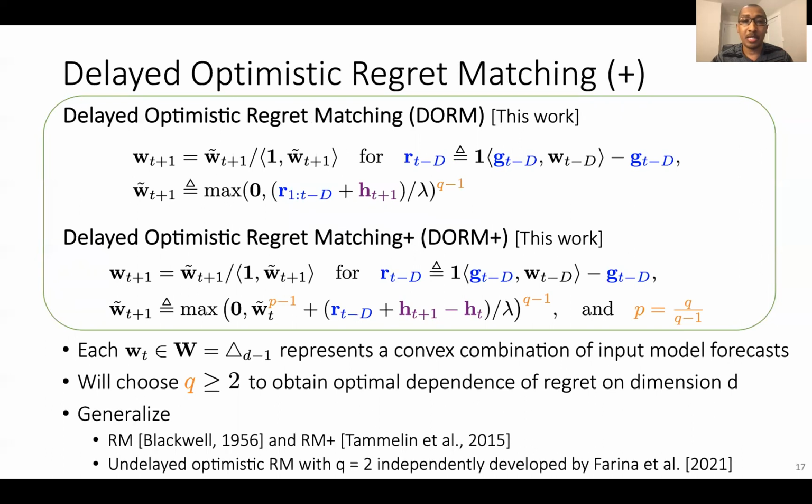Okay, so now the algorithms we produce, which I call delayed optimistic regret matching, DORM, and DORM plus for short, you can view as generalizations of regret matching plus, and also a generalization of the recent undelayed optimistic regret matching algorithm of Farina et al. All right, so these algorithms might look a bit complicated, but they actually satisfy a number of remarkable properties that I want to walk us through.